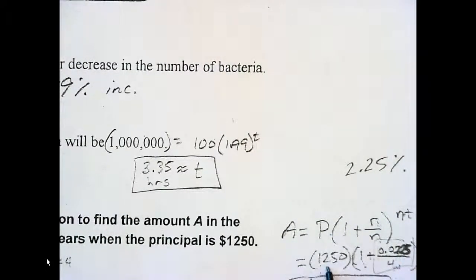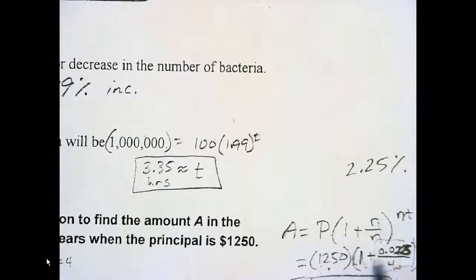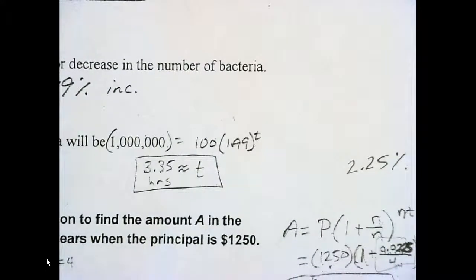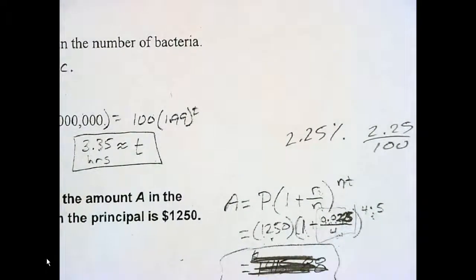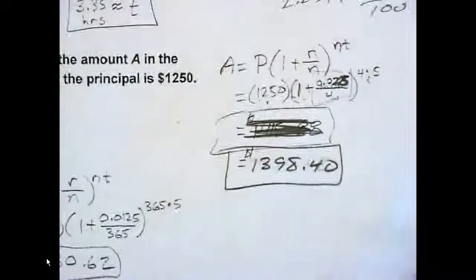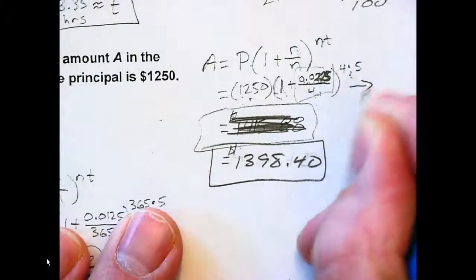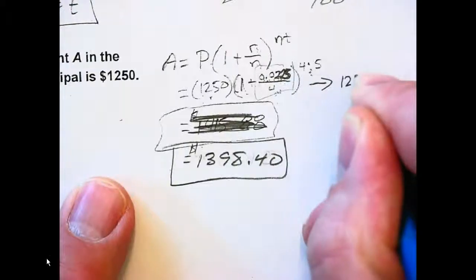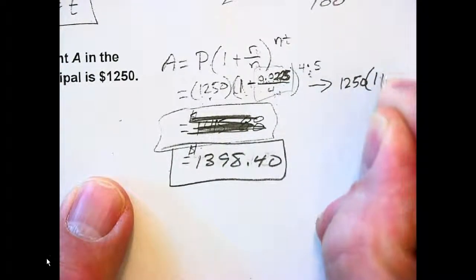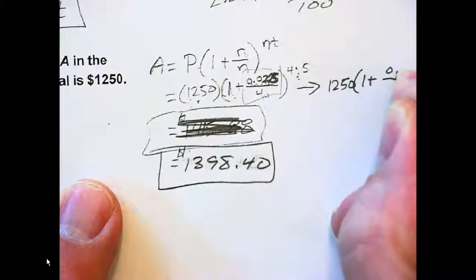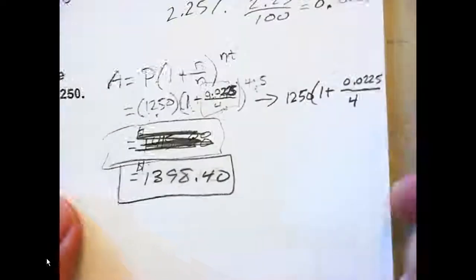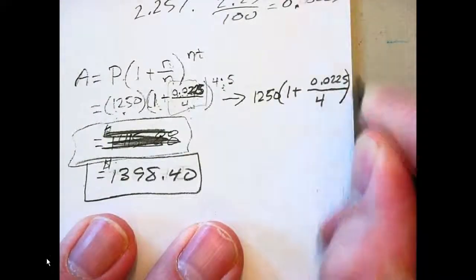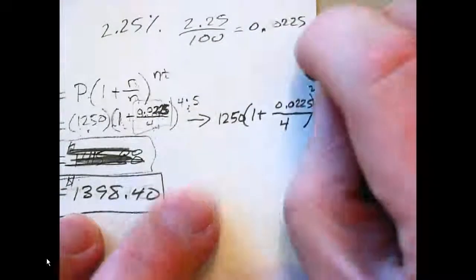P is 1250, that's our principal. R is 0.0225. Now I had put 0.025, I forgot a 2. So we got 0.0225 here. So to make this a little more clear, this is actually 1,250 times 1 plus 0.0225 over 4, all to the what power? The 20th power. I ran out of room there.